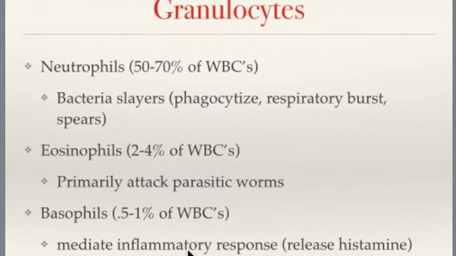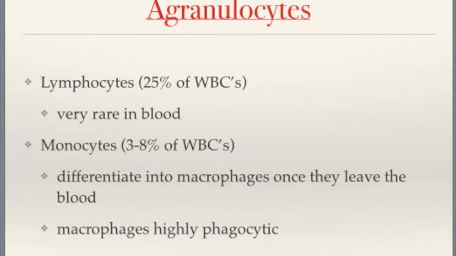Basophils are relatively rare. They comprise about 0.5 to 1% of white blood cells. They're going to release histamine to help mediate our inflammatory response in response to an infection, an allergic reaction, a cut, things like that. All right, 2 types of agranulocytes.